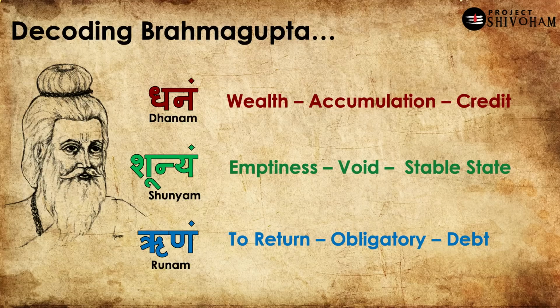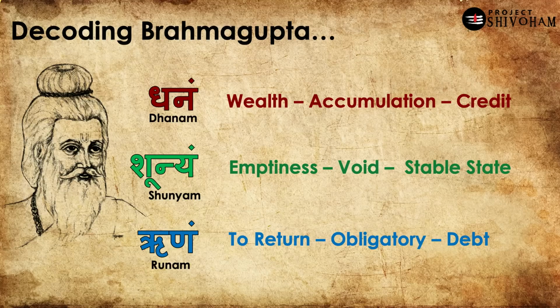Dhanam in Sanskritam means wealth, accumulation or credit, and in that connotation, this word Dhanam would be used. For example, we have this word called Pravardhamana, which means progression and development. And the word Pravardhamana is built on this root word Dhanam. Moving next to Shunyam. This is pretty clear and straight for all of us. Shunyam means something that is void, emptiness, and also a stable state. In those connotations, this word Shunyam in Sanskritam would be used.